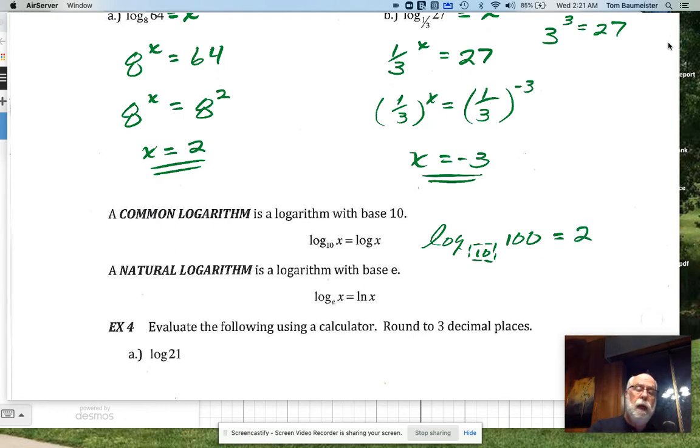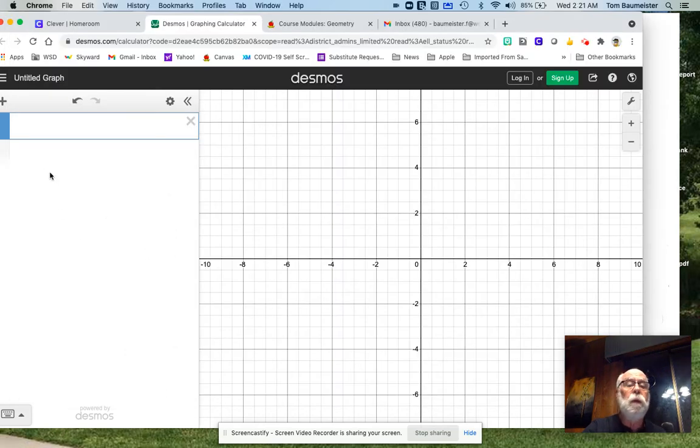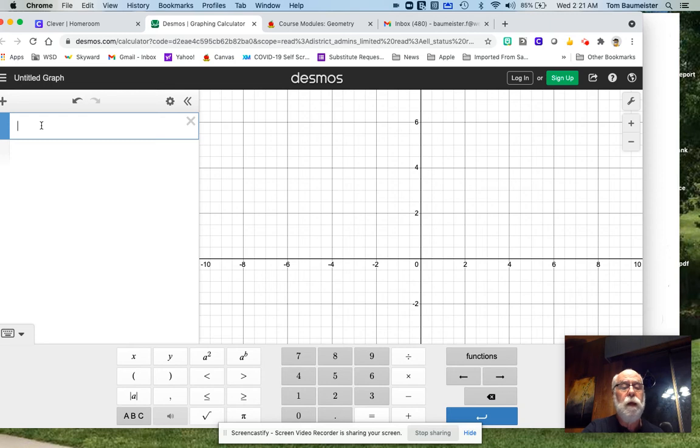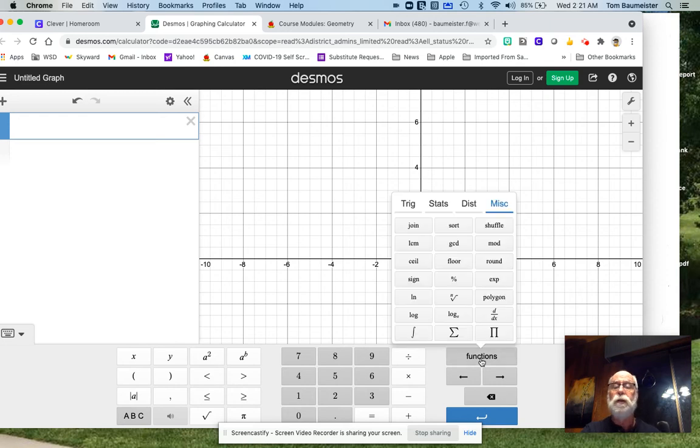I noticed on Desmos, it doesn't. But let's go ahead and look at it real quick here because I do have Desmos set up for you. So I can write that on either one here. And on these ones now, you're going to want to go to functions. When you go to functions, you're going to be on the miscellaneous here. And as you can see, there's the log right there, and there's the log to the base of a, right?